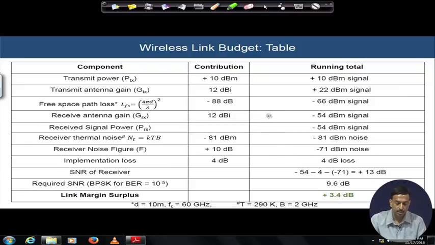Once again, I would like to point out that we are still operating at an EIRP of 22 dBm. As per the mandate, it could have been as much as 40 dBm, in which case we could have had a higher link margin surplus. So this is typically what we see as the link budget for a high speed short range communication system.